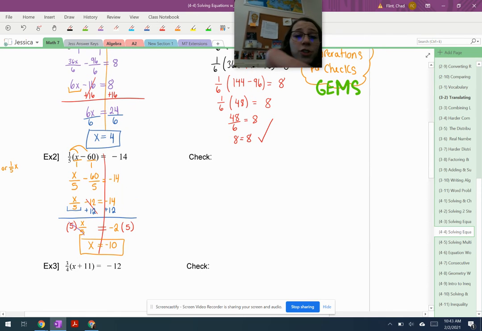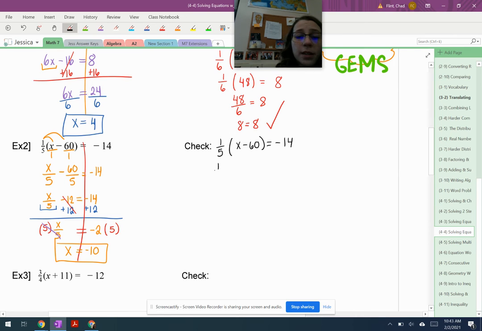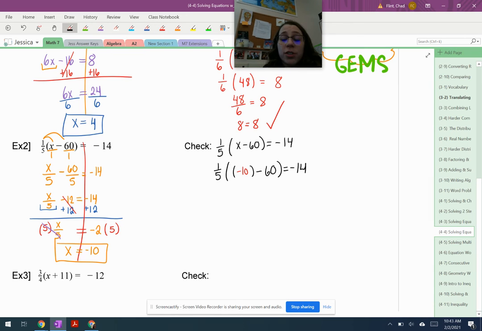And now for the check. Per usual, I'm going to start by rewriting that original problem. And then one more time, this time replacing my variable with some empty parentheses to hold the place. Into those parentheses is going my negative 10 that I found. And again, I am using order of operations here.